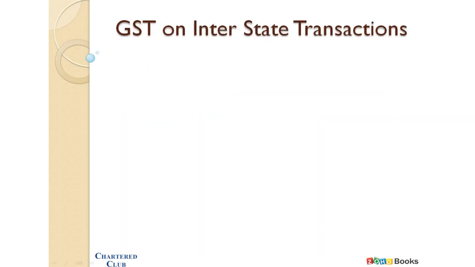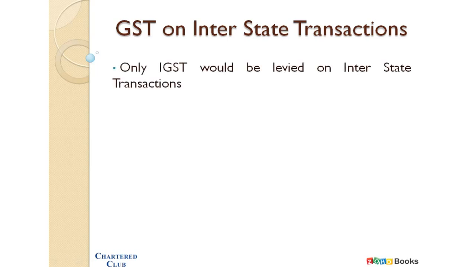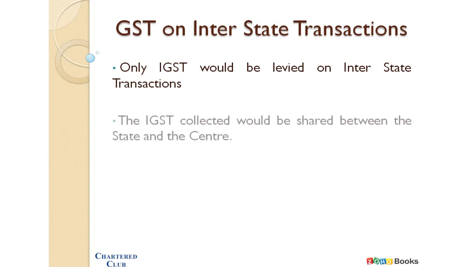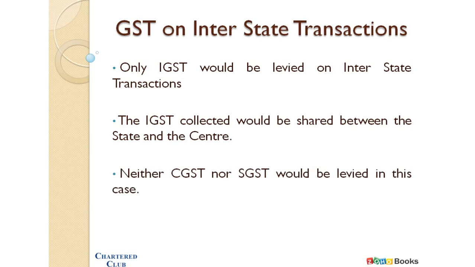For transactions which are from one state to another, that is interstate transactions, in such cases CGST or SGST would not be levied. It would be IGST which would be levied, and only IGST would be levied. The IGST so collected would be shared between the state and the center. Neither CGST nor SGST would be levied in this case. Only IGST would be levied.